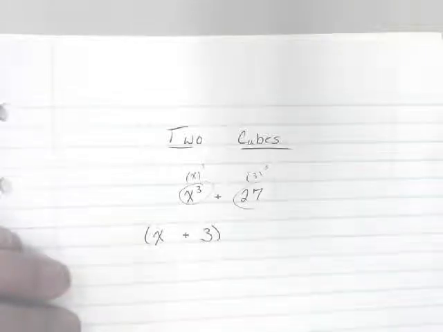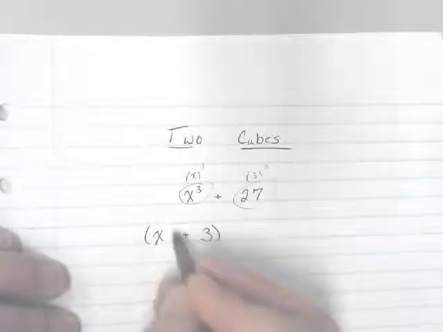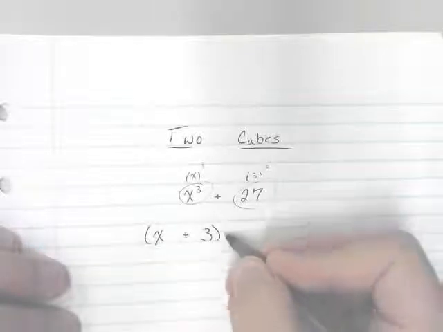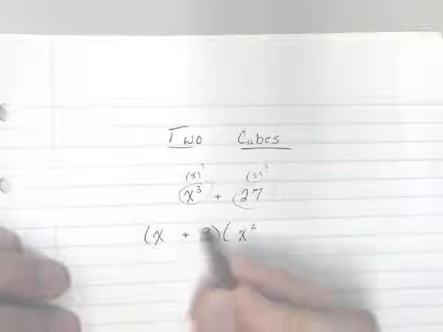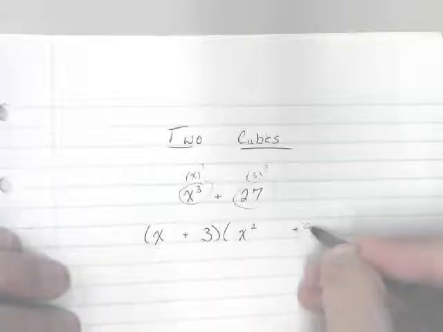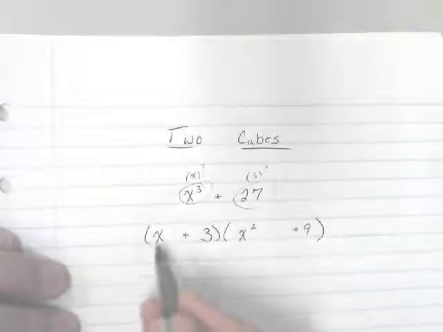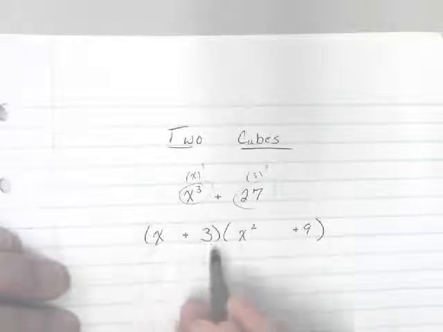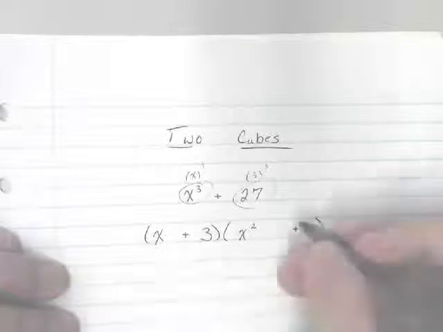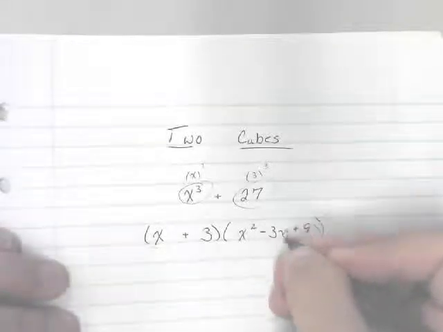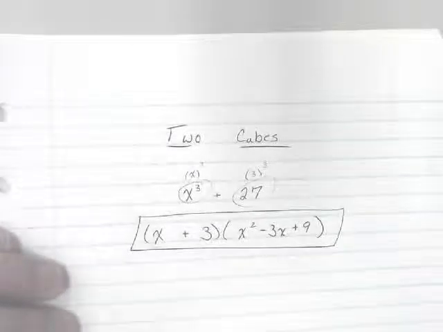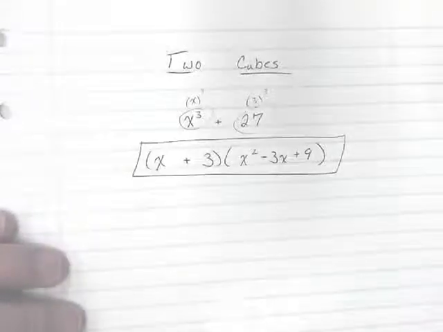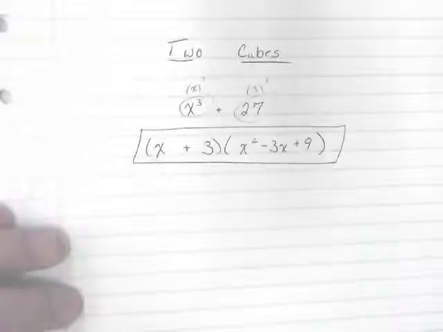Then the next verse of the song: square it. I'm talking about this. Square this. So that's going to give me x squared. Square it. That's going to give me 9. Multiply them together. So multiply those two values together gives me 3x, but write the opposite sign. So minus 3x. So that's my pattern there for two cubes. It's always going to work that way if I have two cubes.